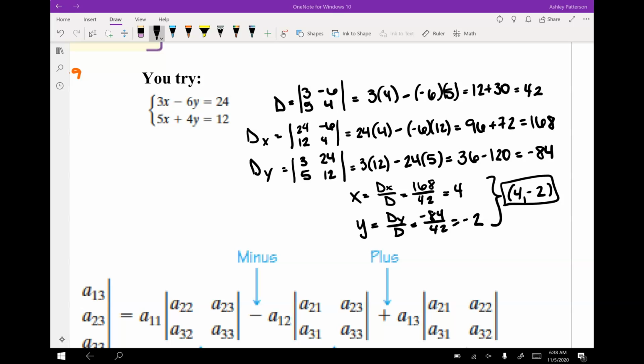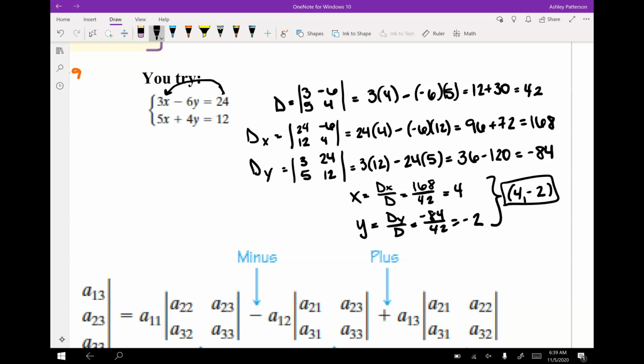So remember, the determinant of the coefficients is always the denominator when we're solving for x and y. I found mine to be 42. It's always a times d and then b times c, and we subtract those products. And then to find the determinant of x, I just substituted in the solutions for the coefficients of x. So then I had a times d minus b times c, and I got 168.